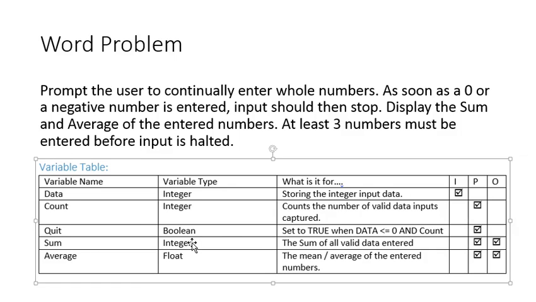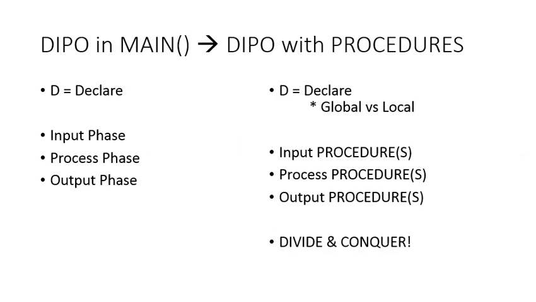Sum will be an integer value that is going to be processed and outputted, as well as average. But average, remember, is always going to be a float because you're going to be doing real division when you calculate the average. So averages are always of type float.